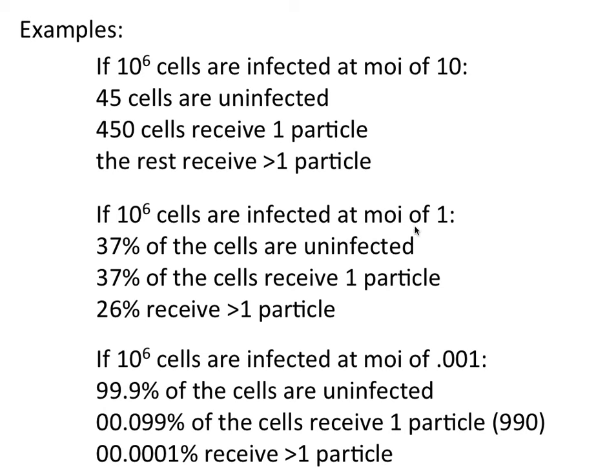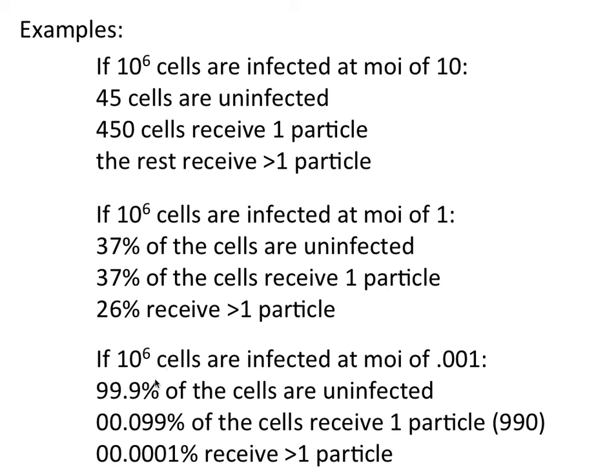1,000,000 cells infected at an MOI of 1, 37% of the cells are uninfected. So about a third of the culture is uninfected, and the rest are infected, getting one or more particles. So here you could do a multi-cycle growth curve. You would have an initial production of virus from these infected cells here, but 37% of the cells would be uninfected. They would get virus on the next cycle.